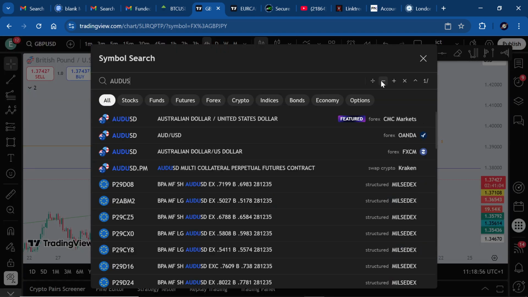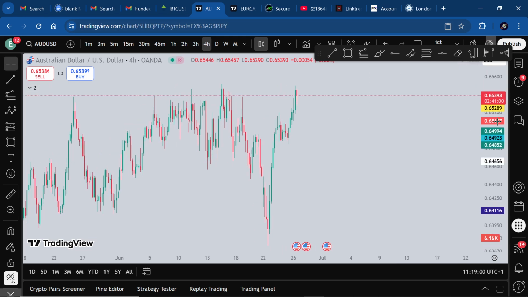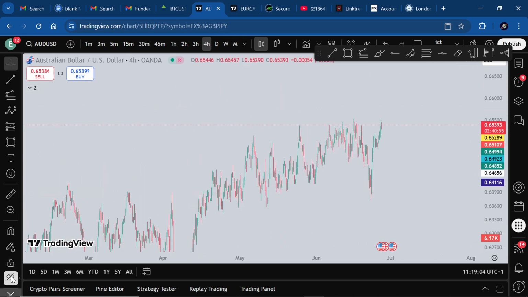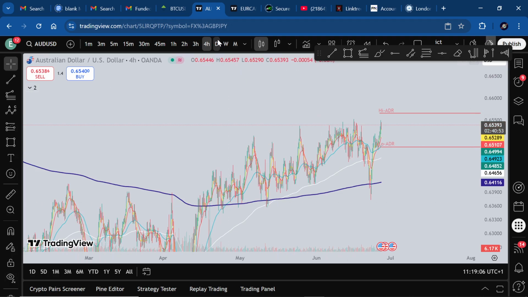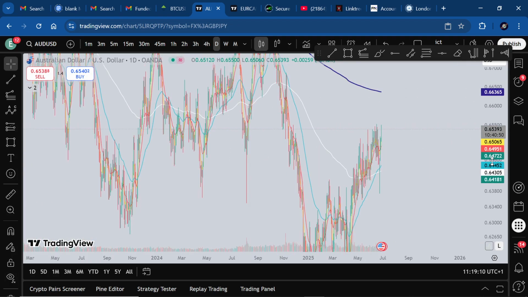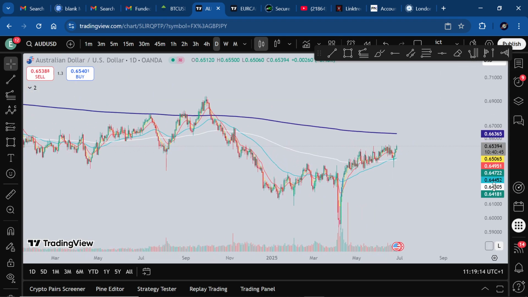We'll go on to AUD USD quickly. AUD USD looking bullish, 4-hour time frame, and I do not have a count. Where is it? Yeah, all my TradingView counts went. I've got to do new counts on every single chart.